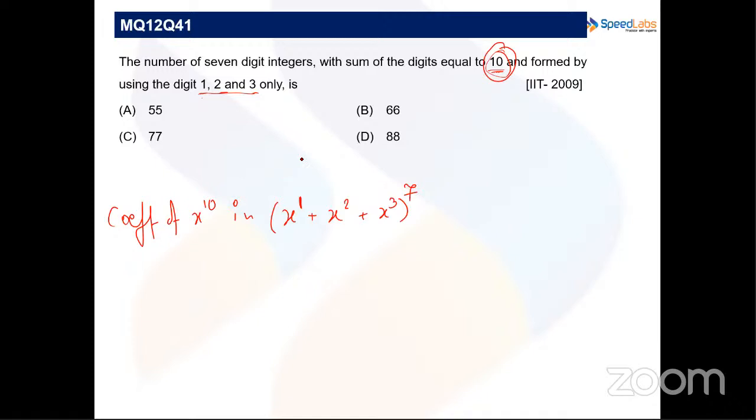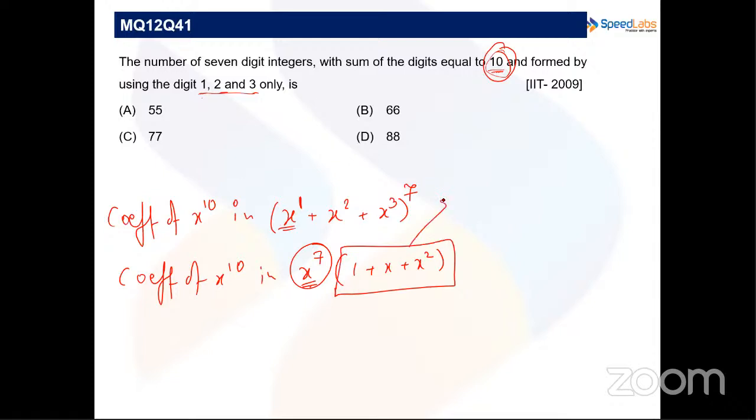So coefficient of x to the power 10 in this. Yeah, correct Parth. So we are taking x common. So the coefficient of x to the power 10 in x to the power 7 times (1 plus x plus x square) to the power 7. From here we can see that each term will be multiplied by x to the power 7. So we have to find only the coefficient of x to the power 3 in the expansion of (1 plus x plus x squared) to the power 7.